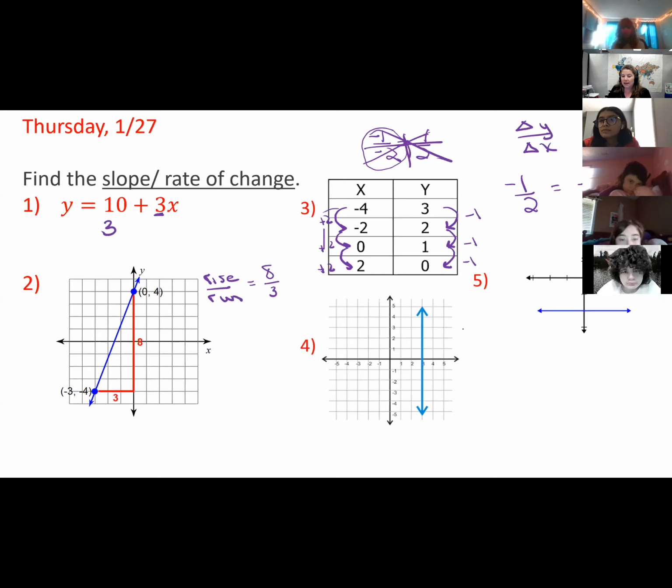All right, and then on Tuesday, we talked about vertical and horizontal lines. Vertical lines have undefined slopes, and there's only an x in the equation. So since this is a vertical line, the slope is undefined. We also talked about horizontal lines. Horizontal lines have a 0 slope, and there's only a y in the equation. The answer is 0. Okay, so number 1 is 3, number 2 is 8/3, number 3 is -1/2, number 4 is undefined, and number 5 is 0.